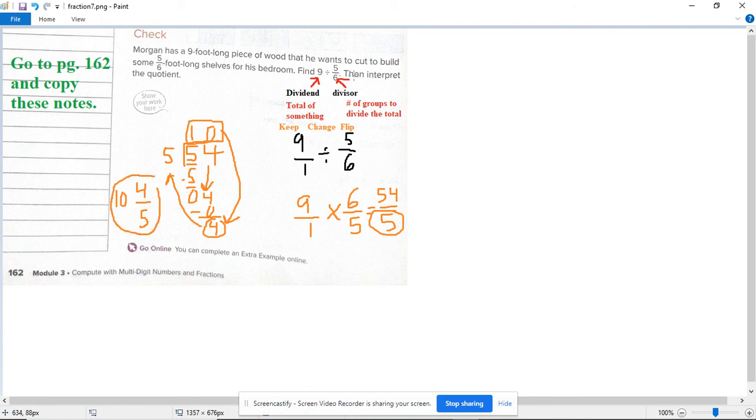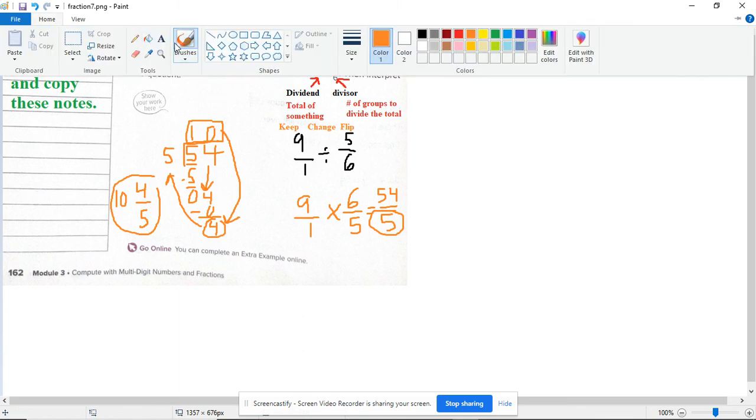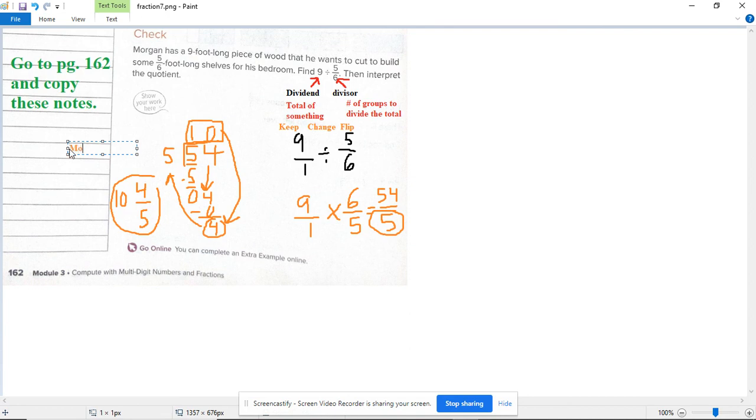So to answer this question, if Morgan has this piece of wood and he is cutting it into 5/6 to make shelves, then he can make about 10 shelves. So let's put that. Morgan can make about 10 shelves.